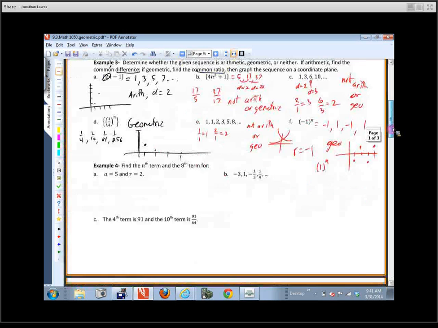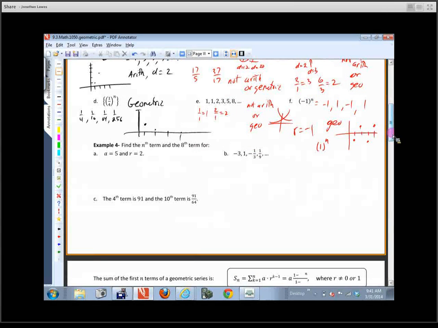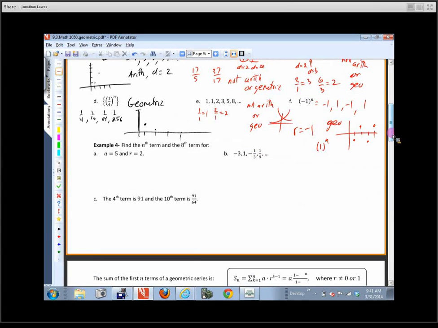Okay. We're going to try and finish this first page if we can, and then I'll let you go. Just kind of let that sink in. Before you leave, I do want to see 9.2. I'll have you turn that in before you leave here. But it says, for these problems right here for A, B, and C, find the nth term and the 8th term.